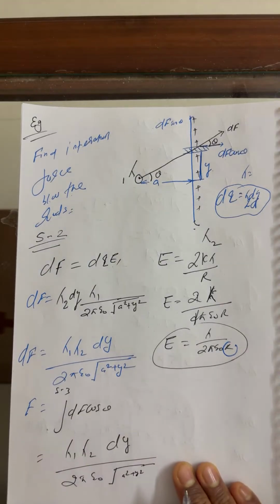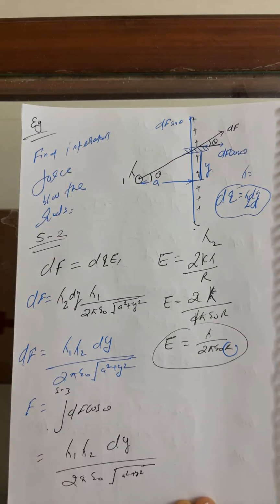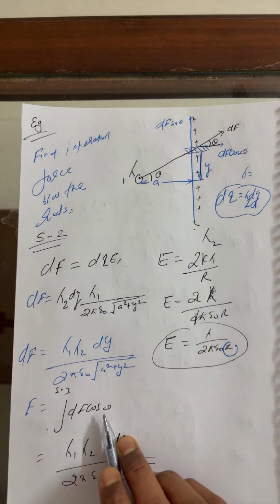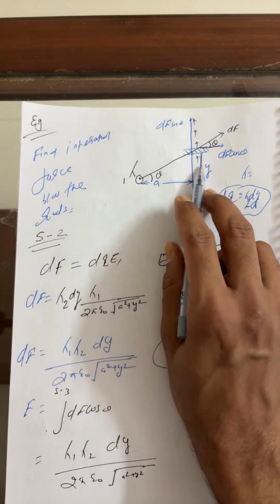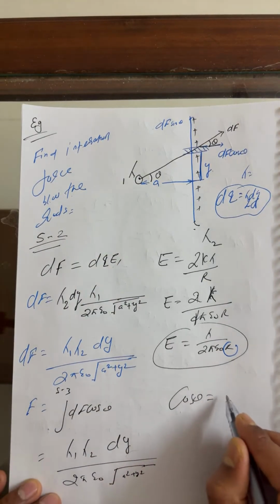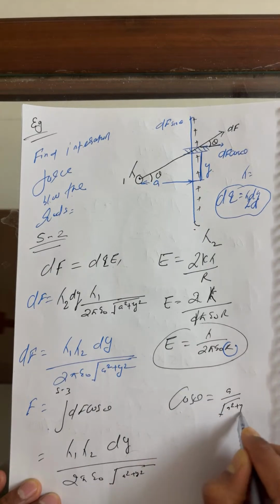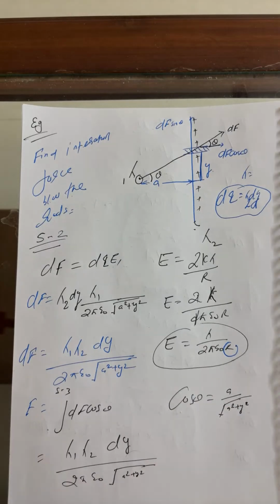Tell me, what is the value of cos theta from this triangle? Anyone from all of you? So simple, we can write here: this is base upon hypotenuse. So we can write, my dear, cos theta is equal to a upon root of a square plus y square.